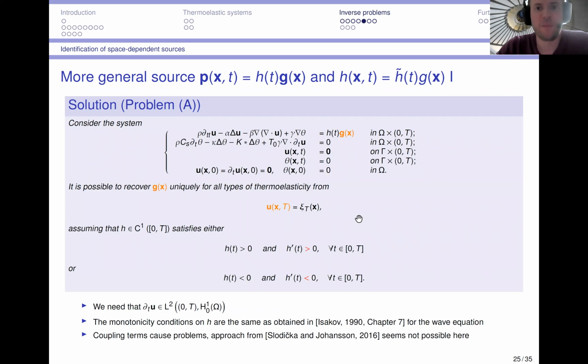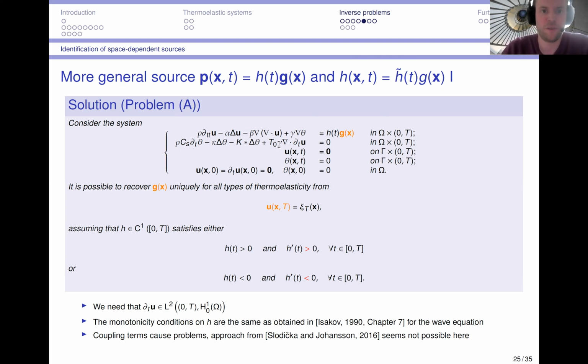Now we are studying more general sources, so that we also have the product of the function g with the given time-dependent function h, also for the temperature source. And the first problem we could solve is this one. We want to find a space-dependent load source on the basis of the final time measurement, and this is possible if g is strictly positive, but also its derivative is strictly positive.